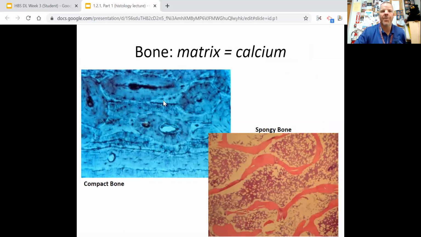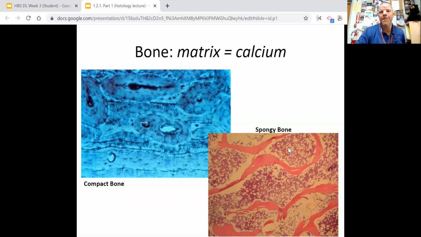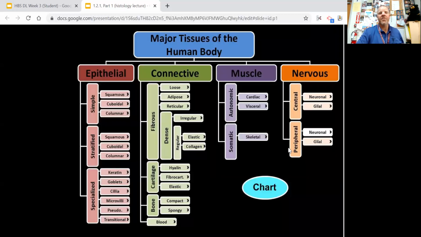Here's some other example. This is bone. These little stars in here are the cells surrounded by that calcium matrix. And this, at the ends of your bones, called spongy bone, where the cells are a little bit farther apart. And that's where the production of red blood cells is made. This is just a big chart showing all the different types of tissue cells and just kind of organizing them together for you in a certain way.